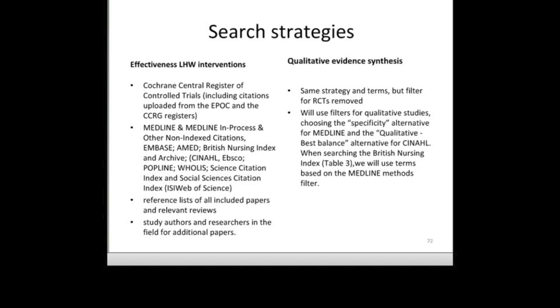As you can see, they actually captured a lot of databases here. The qualitative evidence synthesis used the same sort of databases, but the filters differed. So for retrieving the RCTs, a filter incorporated in PubMed or Medline was actually used, and for the qualitative review, they also filtered out only qualitative studies using pre-specified filters in these particular databases.